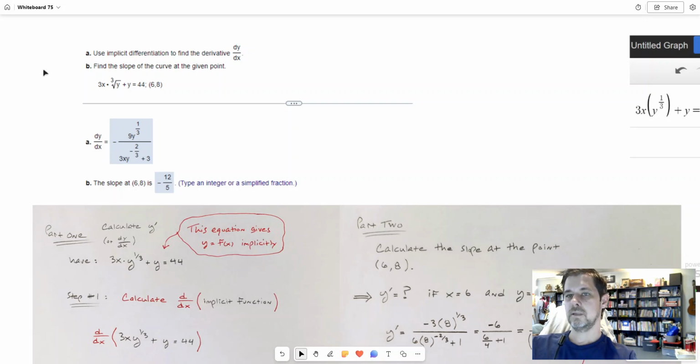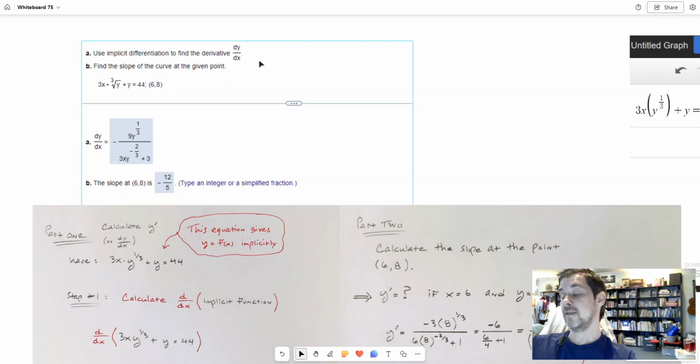All right, everybody. Here's an example right off our assignment about implicit differentiation. I'm given this equation, and this equation gives us what's called an implicit function. It gives us y as a function of x implicitly, and I want to find the derivative dy over dx first. We can also call that y prime if we want to.